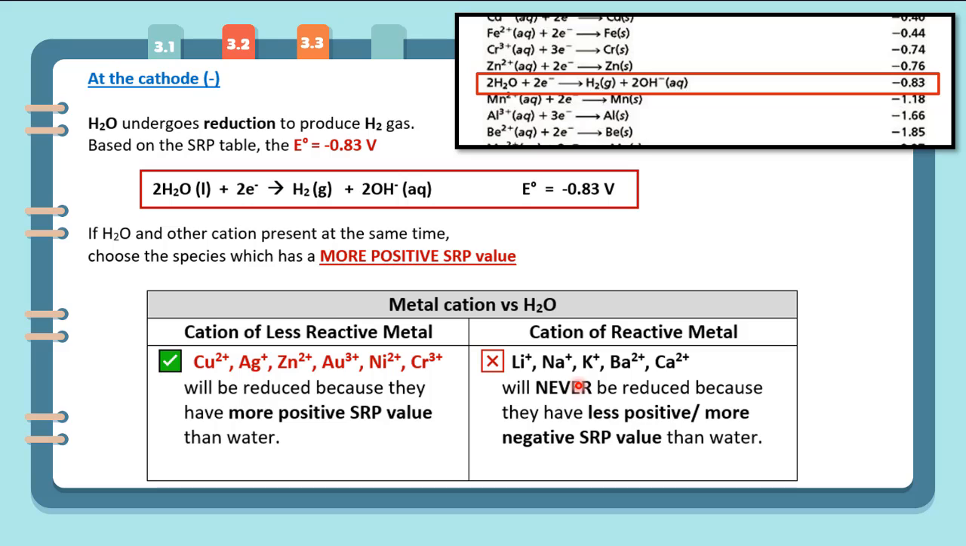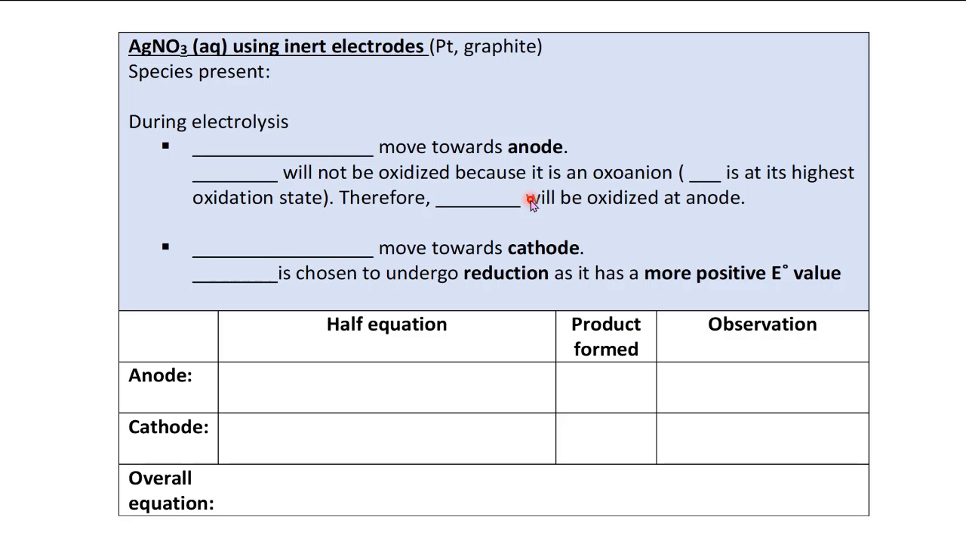And if it's a cation of a reactive metal, such as Li+, Na+, K+, Ba2+, they have a lower value of SRP. So this cation will never be reduced because of their less positive or more negative SRP value. Okay, so there is a yes, yes, and a no, no here.